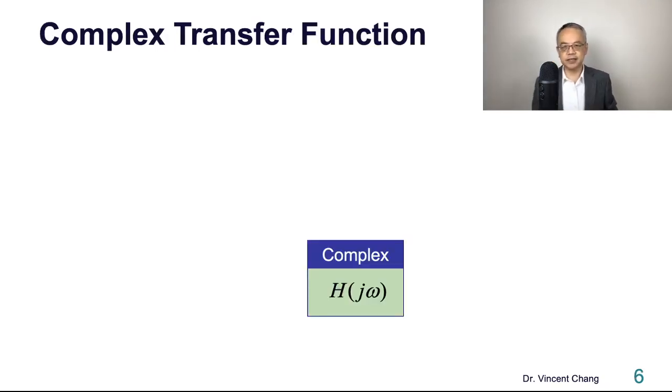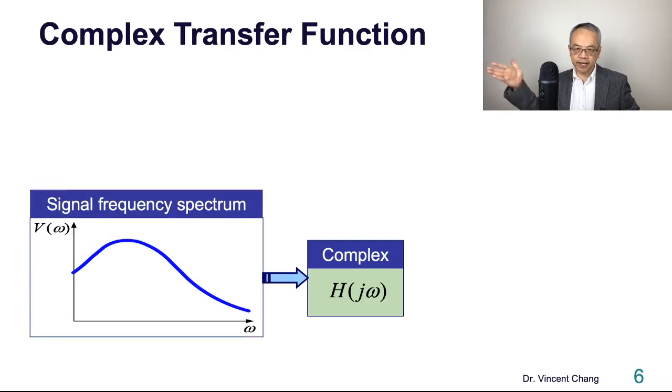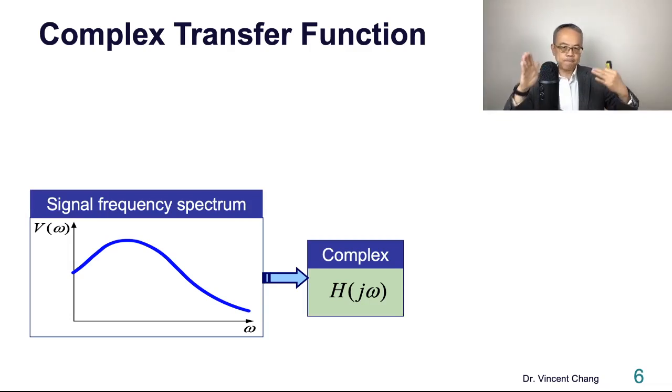All right? Complex transfer function. So now the transfer function is a complex number. When you send in a signal with a frequency spectrum shown on the left-hand side of the slide, the vertical axis is the voltage, the strength of a signal, and the horizontal axis is omega. So it's the signal frequency spectrum. When it comes to the high frequency part, the signal strength goes down.